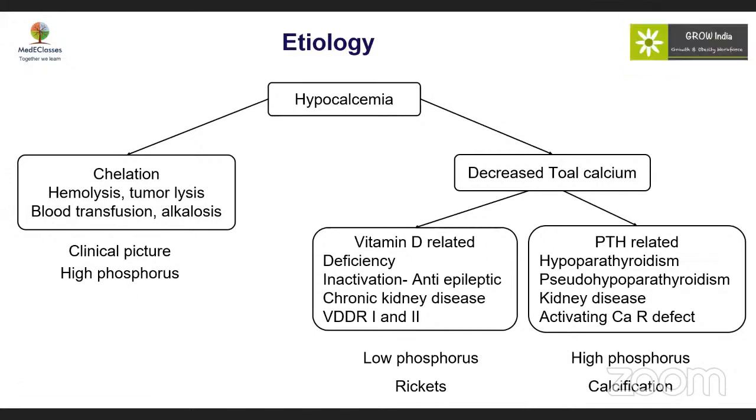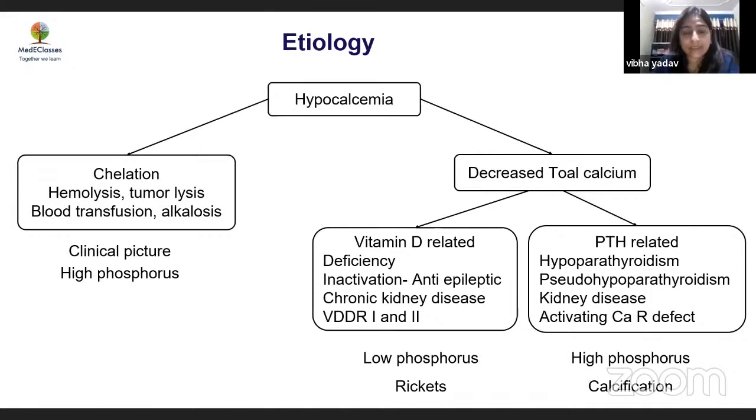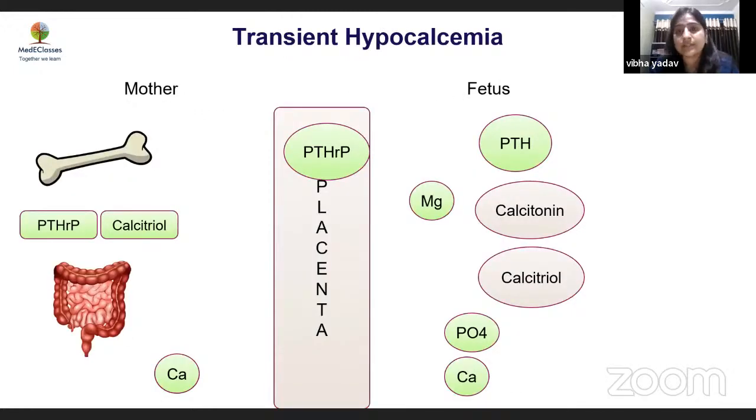So, sir has already given the overview of the etiology, and I'll explain one by one in the following slides. Now, coming to the etiology, knowing the etiology of hypocalcemia is very important because it will help us in deciding the workup plan. So, let's begin with the etiology of hypocalcemia, starting with the increased chelation, starting with the transient hypocalcemia.